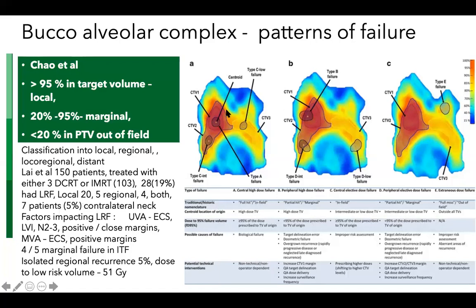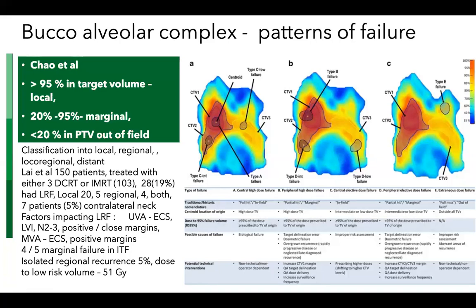So it's very interesting. This was a further differentiation from Abdullah et al., which looked at classifying failures into failure in the middle of the high dose volume, failure in the edge of the high dose volume, failure in the middle of the intermediate dose volume, failure at the edge of the intermediate dose volume, and so on.